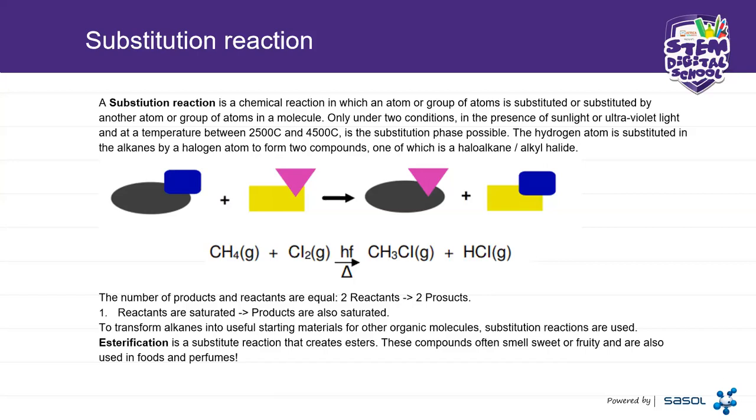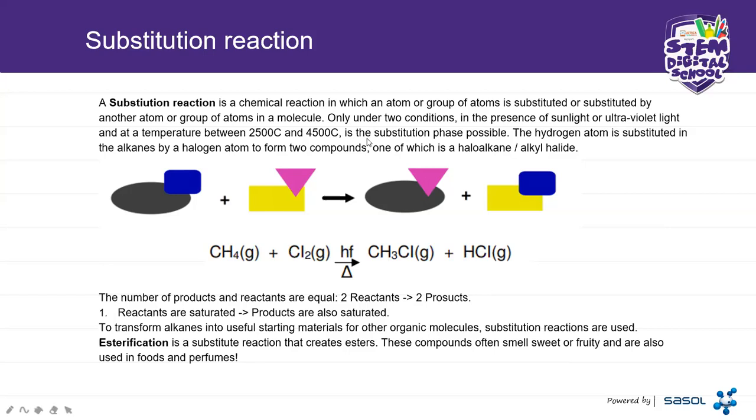Only under 2 conditions: in the presence of sunlight or ultraviolet light at a temperature between 250 degrees Fahrenheit, sorry about that, it's 250 degrees. So this is actually the small o, I forgot to fix it. And 450 degrees Celsius is a substitution possible. Okay, so the substitution can only occur between these 2 temperatures.